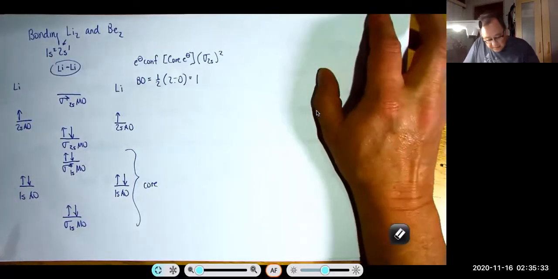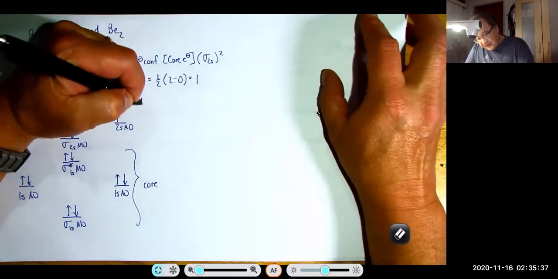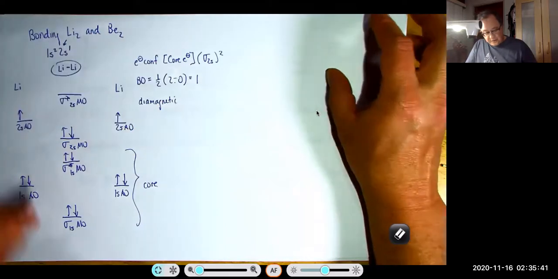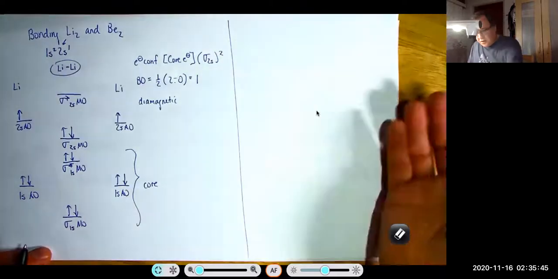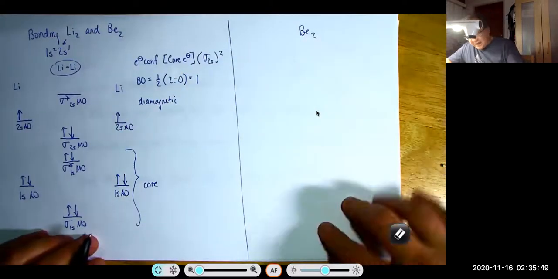Is it paramagnetic or diamagnetic? It's going to be diamagnetic because they're all paired. So that's Li2. What about Be2? Well, let's take a look at that.